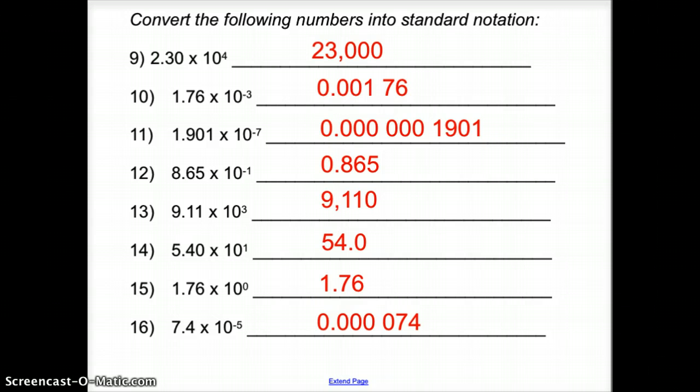So hopefully this gave you insight into scientific notation, and if you already knew scientific notation, this was a good practice reminder, and let's continue working on our chemistry.